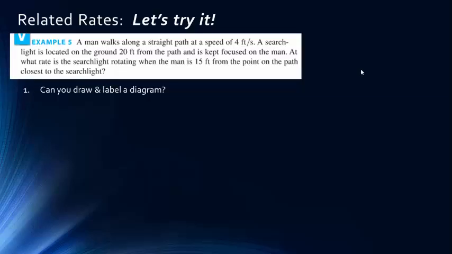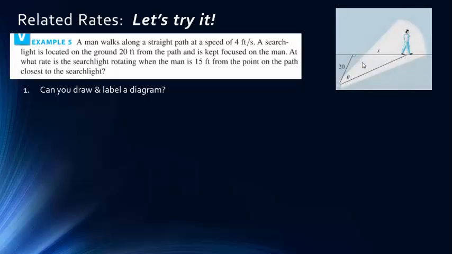At what rate is the searchlight rotating when the man is 15 feet from the point on the path closest to the searchlight? Okay, so again, I've got the searchlight 20 feet from the line, and then the man is going to be 15 feet down from the point we're looking at. So I can visualize that what I have is a triangle: my straight path, and my searchlight 20 feet away from the path, which is perpendicular. The man is going along this, and we want this when x equals 15, when he's 15 feet away.